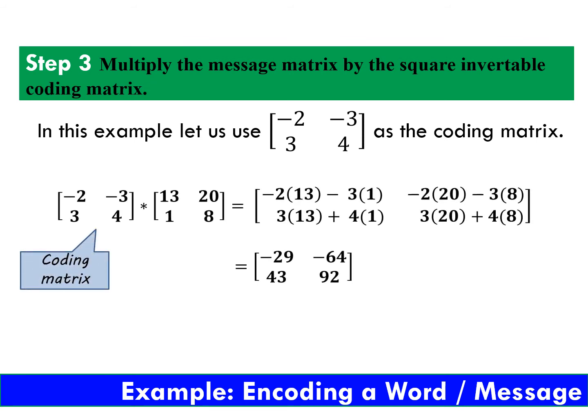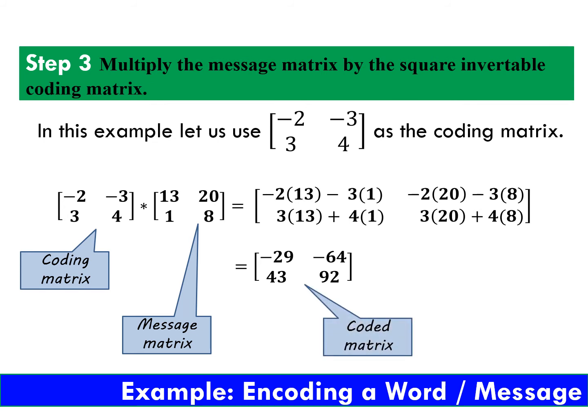So now, we are going to multiply the coding and message matrix. We have to remember that we cannot interchange the order of the coding matrix and message matrix. This is because matrix multiplication is not commutative. The product of the coding matrix and message matrix is called the coded matrix. So our coded matrix is the matrix -29, 43, -64, and 92.